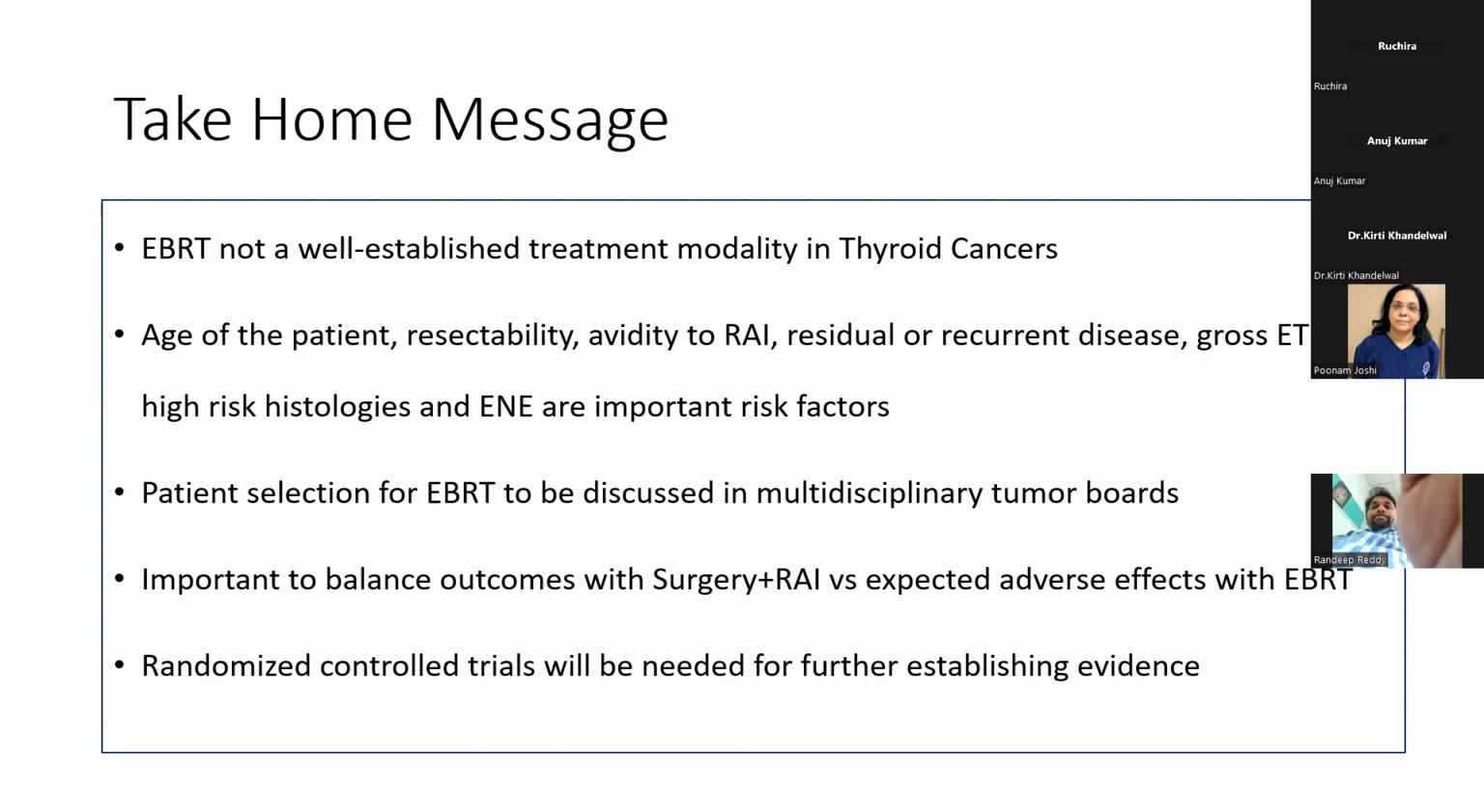So various high-risk histologies, we have seen the tall cell, the columnar cell, the hobnail variant, etc. Even these histologies, like I had already mentioned, if there are multiple indications showing towards a higher risk of local recurrence, then we can maybe add local treatment in the form of EBRT. Extranodal extension also the same way. If it is completely resected and RAI avid, then we can proceed with that without giving adjuvant EBRT.